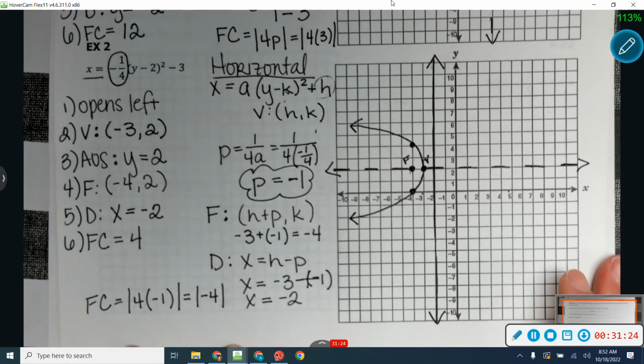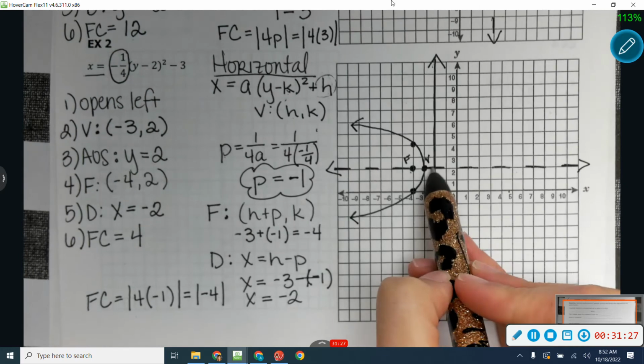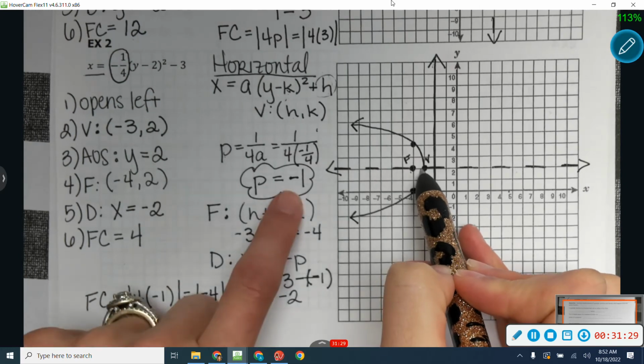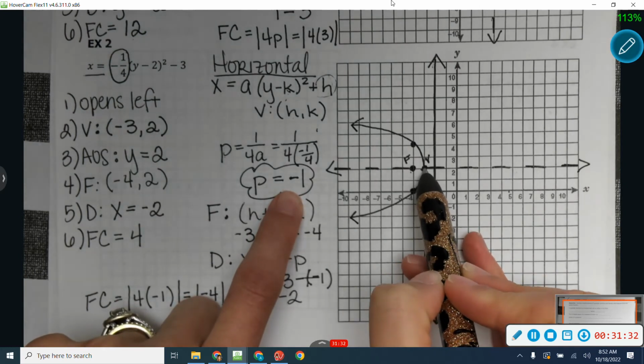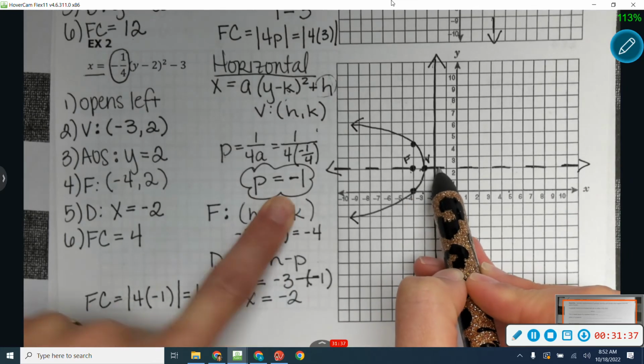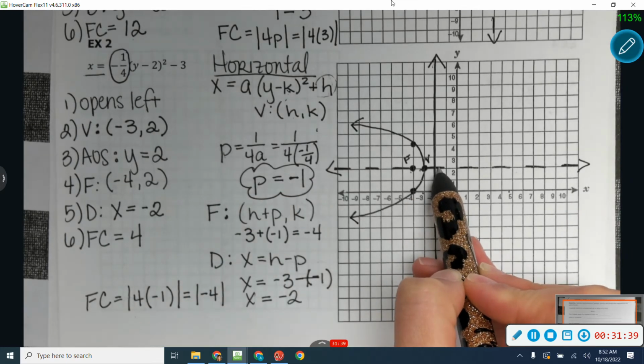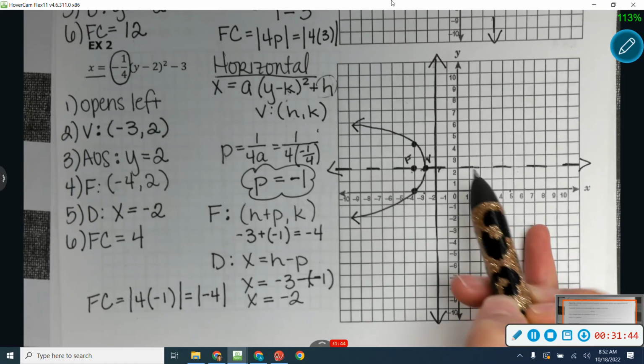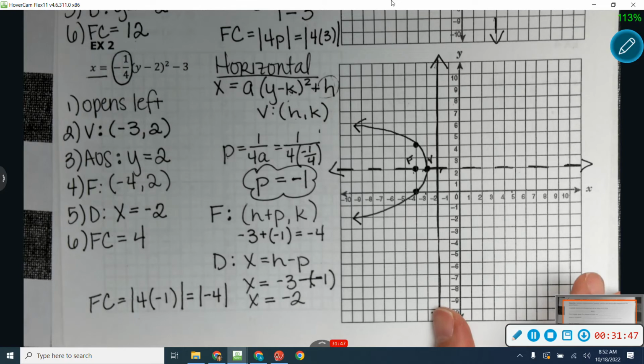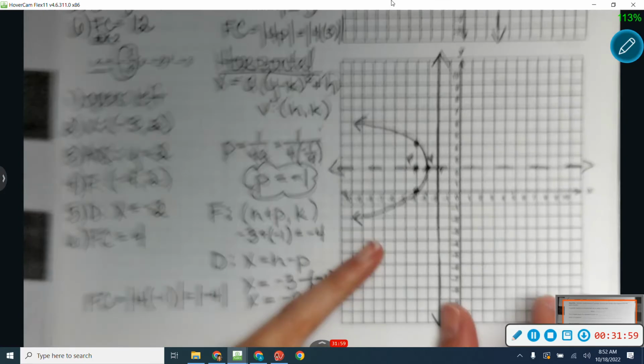Now, you can self-check. If you know this is your vertex, your p is negative 1, so that means that your focus should go up 1 and your directrix should go down 1. So whether you're vertical or horizontal, that's how much you're moving graphically. Okay? Are y'all good with the concept? Okay. So if you wanted to use your graphing calculator, the only thing you're doing is graphing it and making sure it looks like what you graphed.